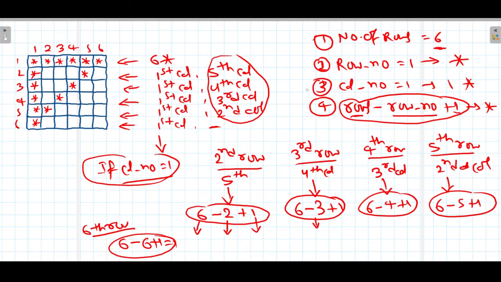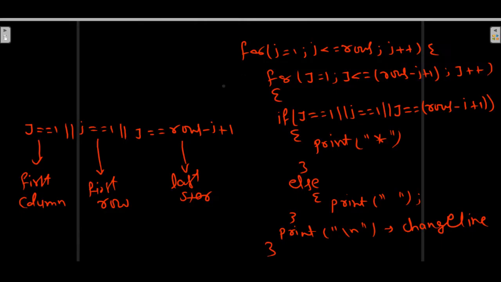Now we are going to incorporate this in our code. So let us see the pseudo code for it, and then we will run it in Sublime Text. Here you will see I have already written this code. This for loop will keep track of the row number.